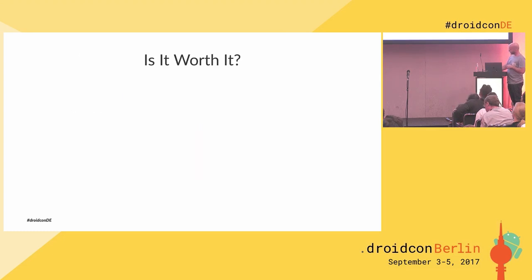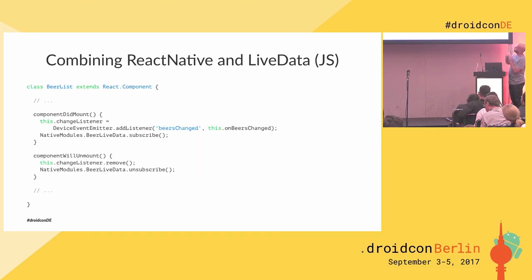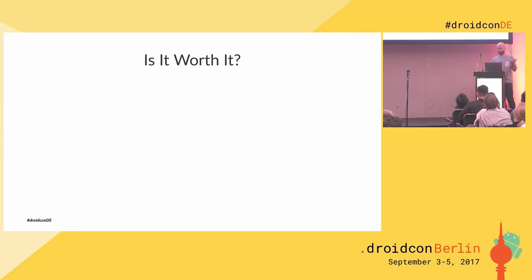Sorry, I guess I don't show the implementation of on beers changed, but it would work the same as we saw in that first sample, where you're typing and you're setting the state when that occurs. So that's okay. Now here we are.